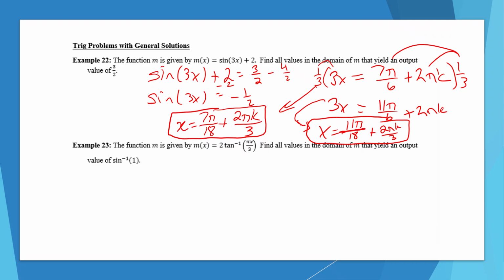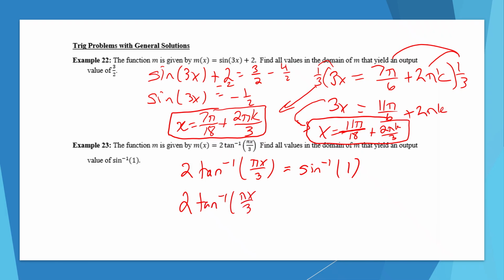For 23, setting these equal to each other, we have 2 inverse tan of pi x over 3 equals inverse sine of 1. Now with this one, remember, when you have inverse trig equals inverse trig, there will only be one solution. There's no general solutions because inverse trig has restricted domains. All right? Solving this now, we have 2 inverse tan of pi x over 3 equals inverse sine of 1. Where is sine equal to 1 in the domain? That is going to be pi over 2.